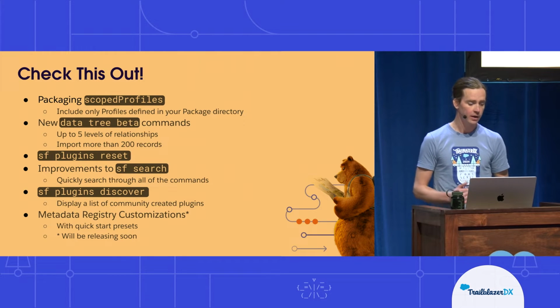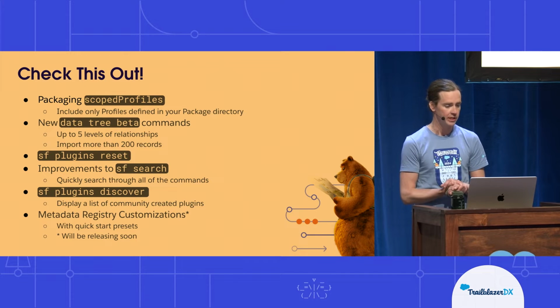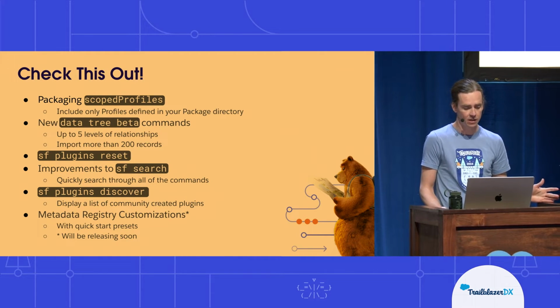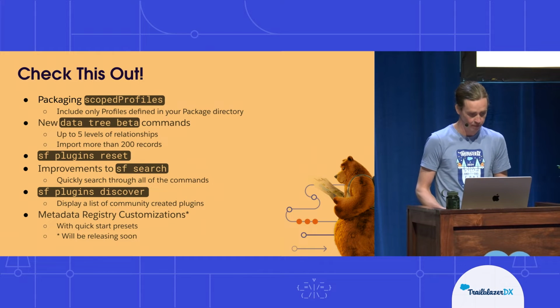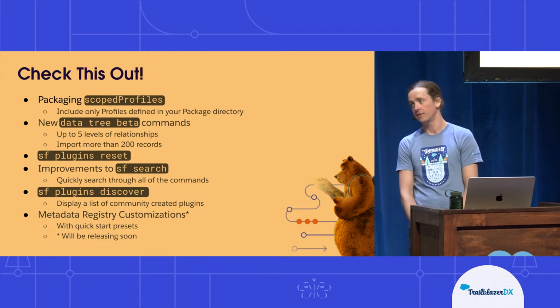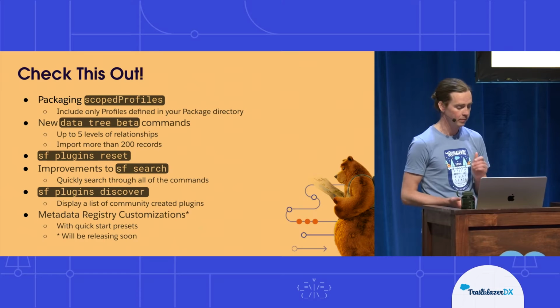If you are a plugin developer, or you are linking plugins locally a lot on your local machine, SF plugin reset is a new command that gives you a clean slate to get back to just a bare install of the CLI, and it removes all of the plugins. It's nice for development. We have made some improvements to SF Search. If you've not used SF Search, you should check it out. It is a great command. It allows you to do a fuzzy search across all of our commands. So if you can remember part of a command, but you can't remember all of it, this is a good place to start. And when you find it and hit enter, it will automatically print the help text for you.